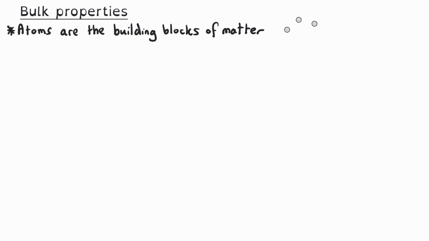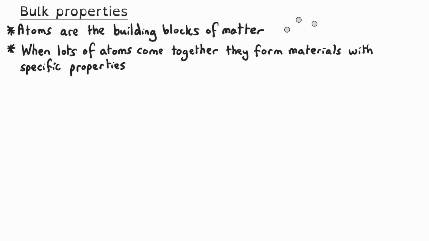We know that atoms are the building blocks of matter. They are the smallest unit that makes up everything around us. When lots of atoms come together, they form materials with specific properties known as bulk properties. The melting point of a material, its thermal and electrical conductivity are examples of bulk properties.